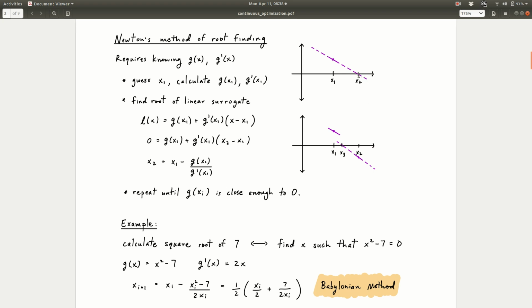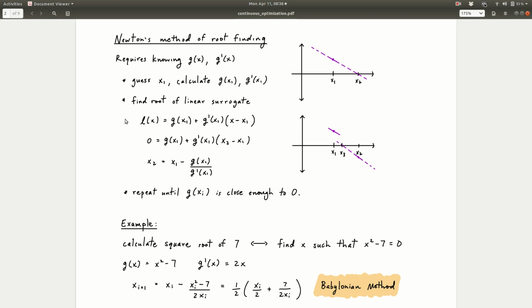And then that's going to be your updated point. So in math, the way this works is once you have g of x1 and g prime of x1, you form its linear surrogate, which is just a fancy way of talking about this line. If you remember from algebra class, this would be point slope form of the line. So L is our linear surrogate, and it's just g of x1, which we calculated, plus g prime of x1 times x minus x1. So this we're viewing as a function of x.